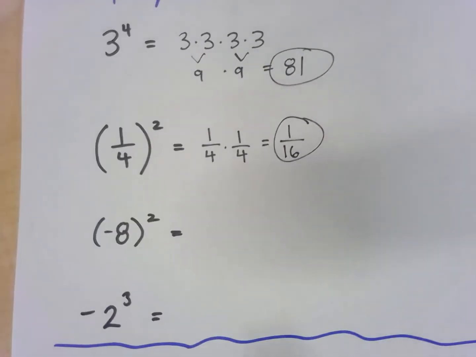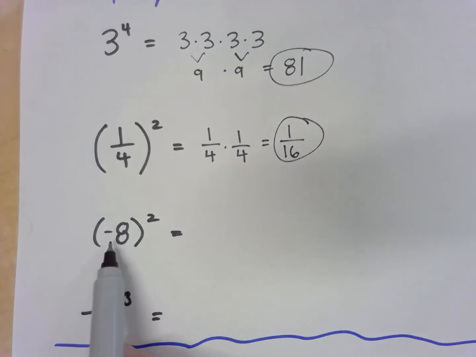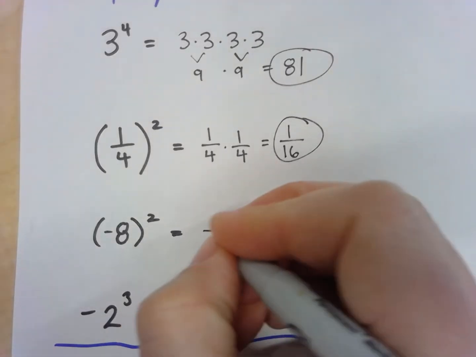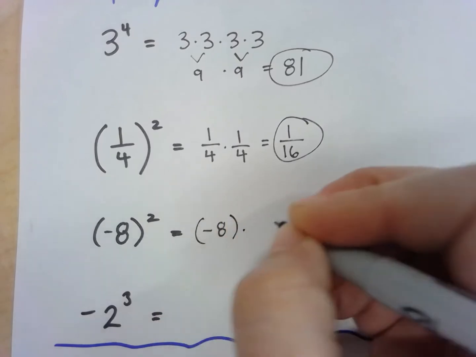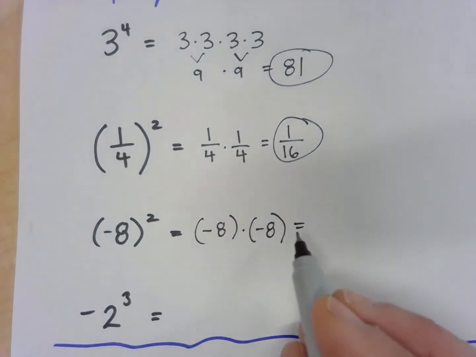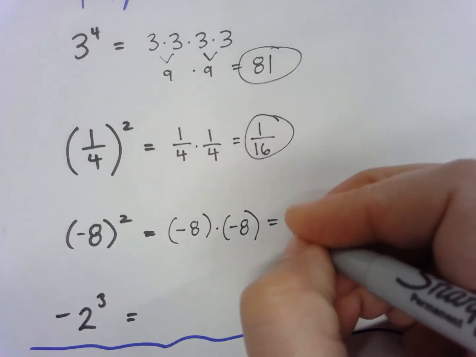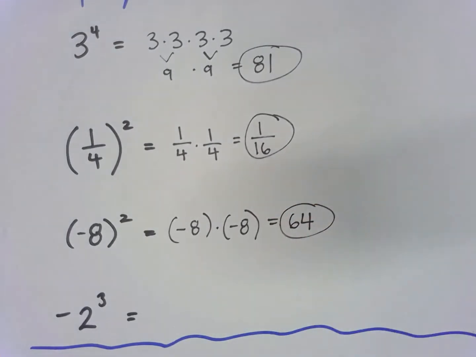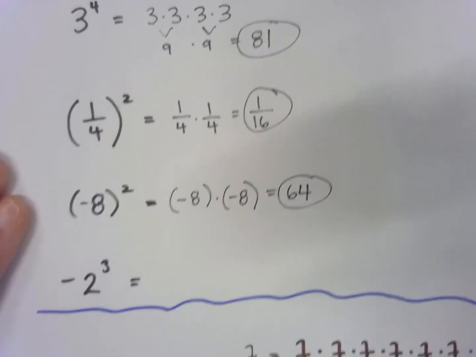All right, so now we have one of those integer problems where we have -8 to the 2nd power. What that means is we have -8 times -8. So -8 times -8 is going to be positive 64, because a negative times a negative gives us a positive.